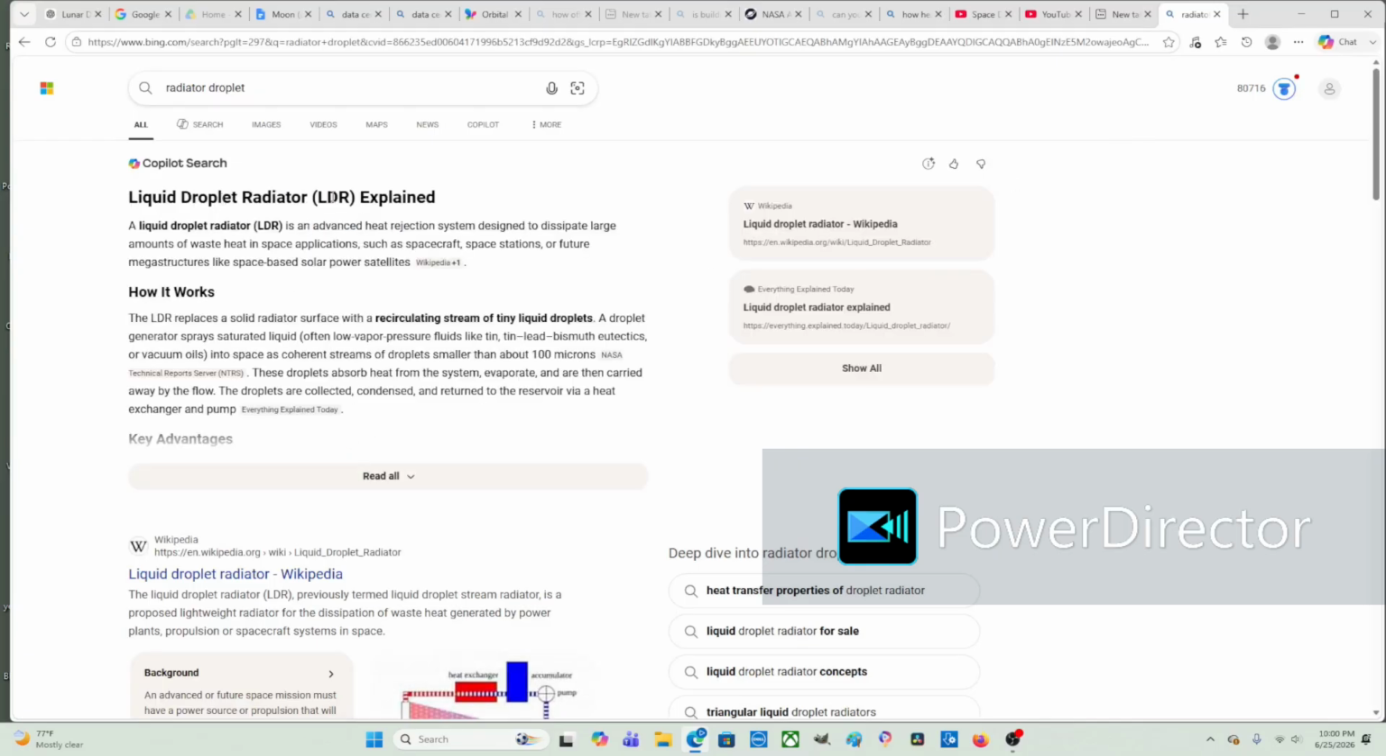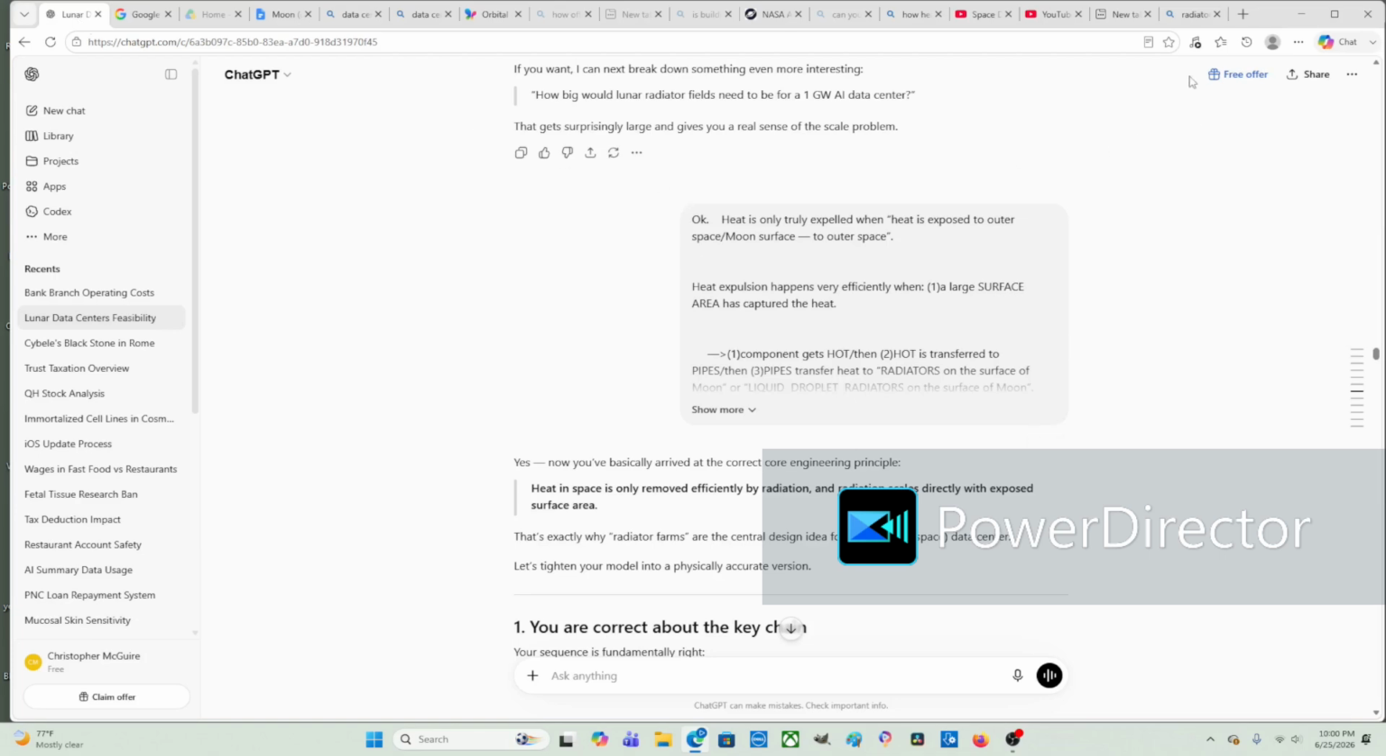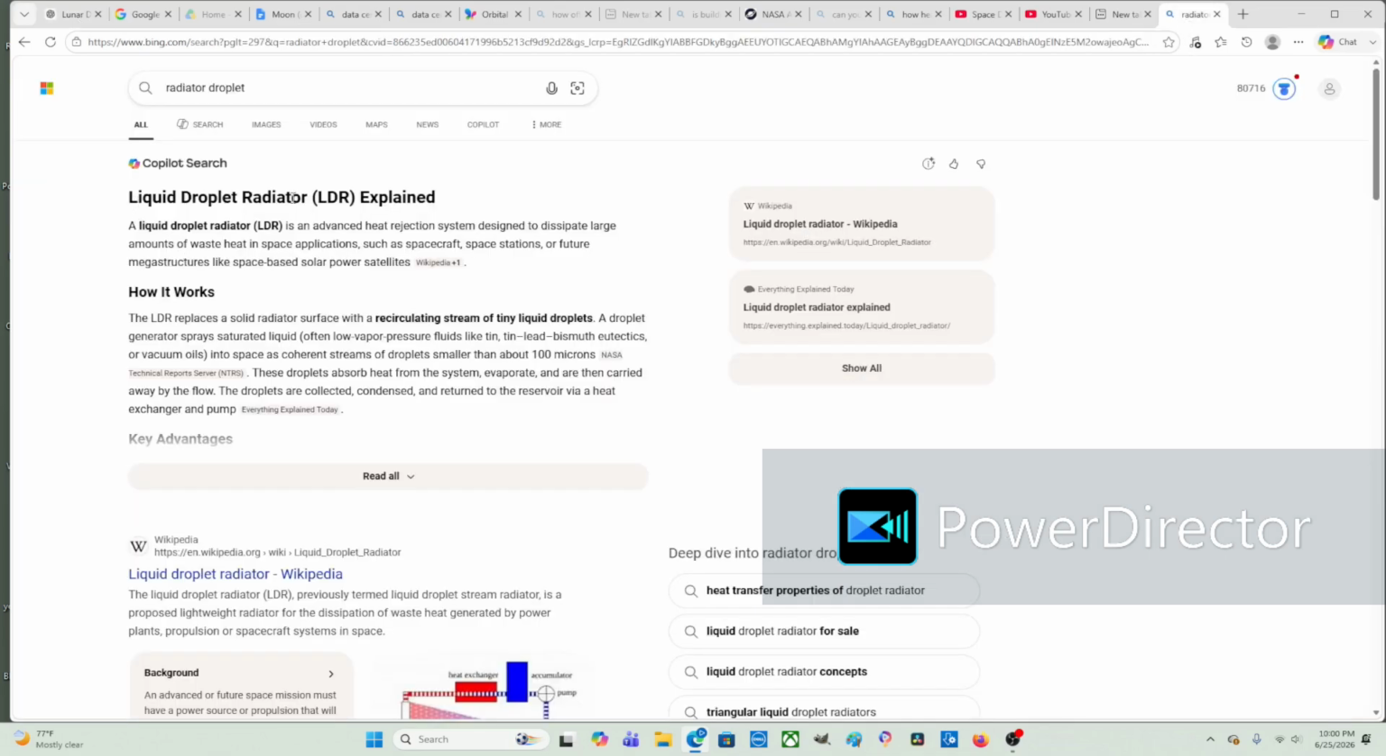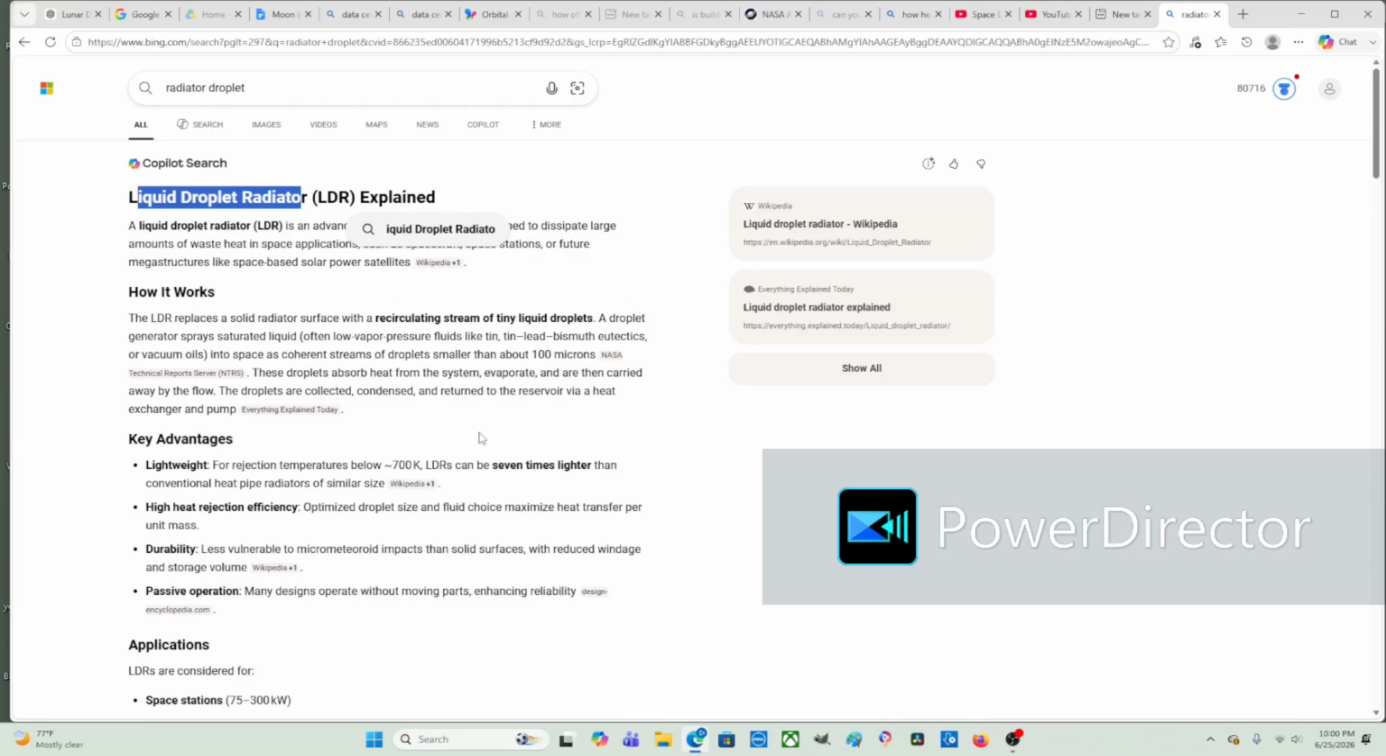Oh, it's called a liquid. Yeah, the thing that ChatGPT suggested, the more advanced radiator, is called a liquid droplet radiator. Apparently, it expels heat at a much faster rate. It said it expels heat at like 700K versus 300K, which is just a measurement. The radiator expels heat at 700 kelvins versus traditional radiators at like 200 kelvins. So 200 kelvins is less efficient, 700 kelvins is more efficient.